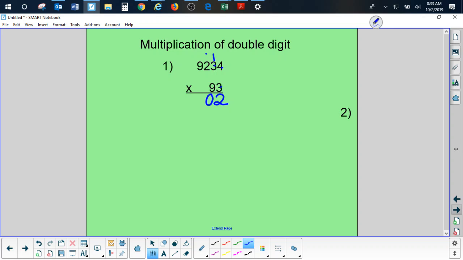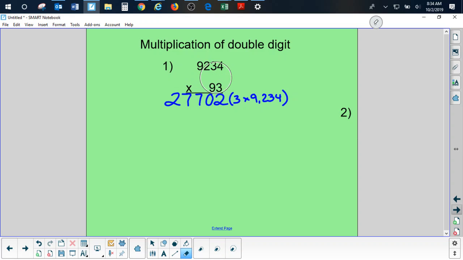Then I have to do 3 times 3 is 9, plus 1 is 10. Put down my 0, regroup my 1. 3 times 2 is 6, plus 1 is 7. And then 3 times 9 is 27. So what we've just figured out so far in this column is 3 times 9,234. I like to put that down to make sense of the problem when we're first learning it.